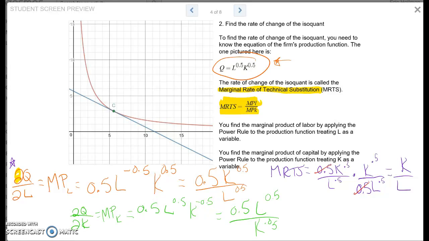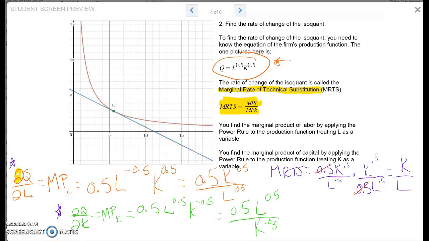Start here. This is finding the marginal product of labor. You take the derivative of quantity with respect to labor. Bring it down, you get 0.5 L to the negative 0.5 times K to the 0.5. Again, since we're treating L as the variable, K here is treated as a constant, so you just don't do anything to it when you take the derivative. Then I just simplify it and move the negative exponent down to the denominator.